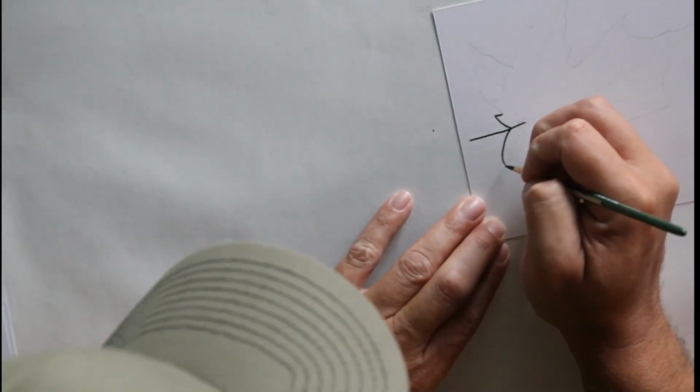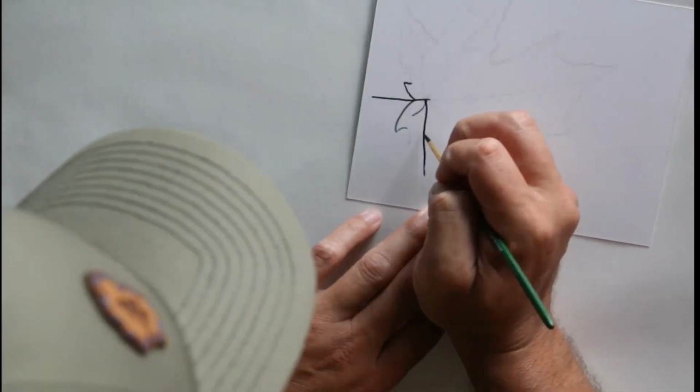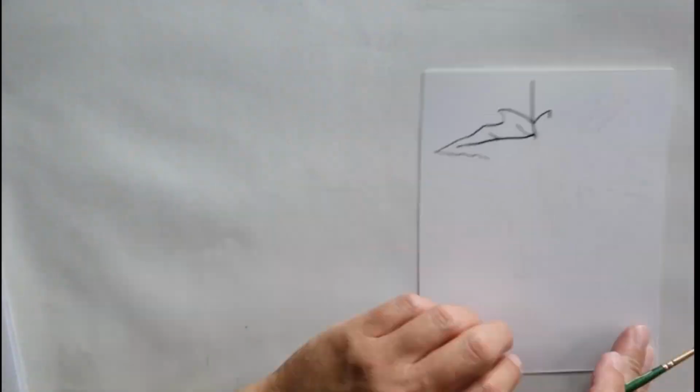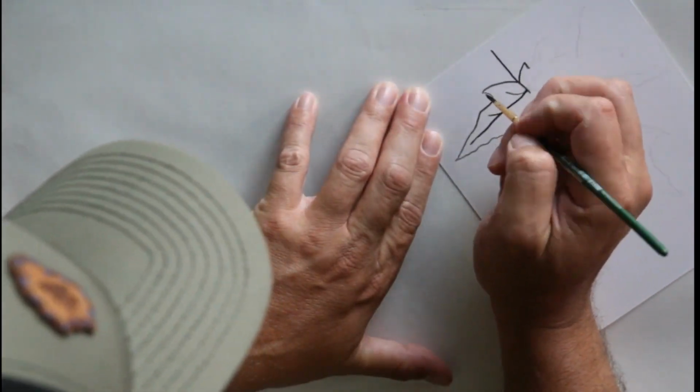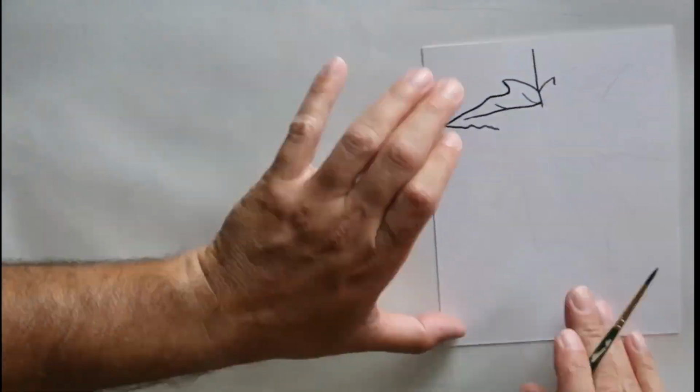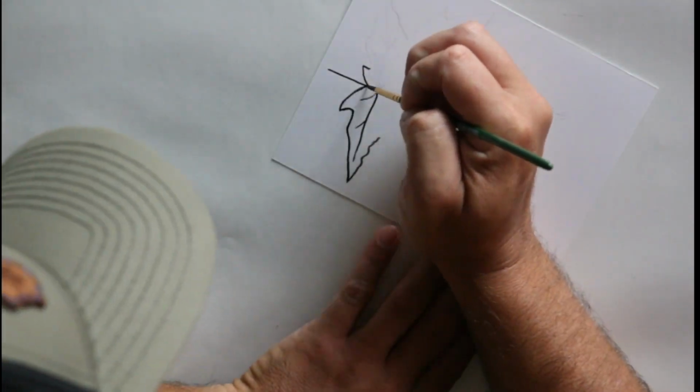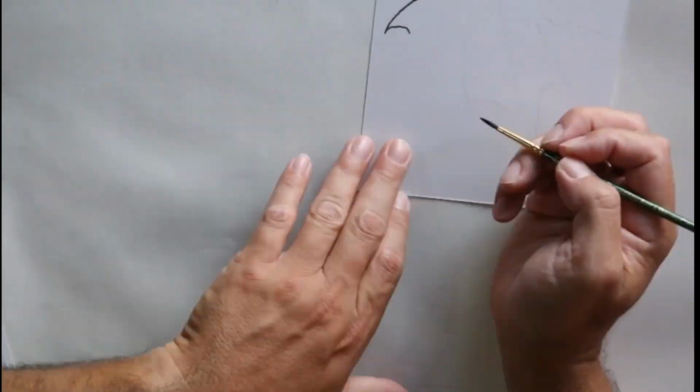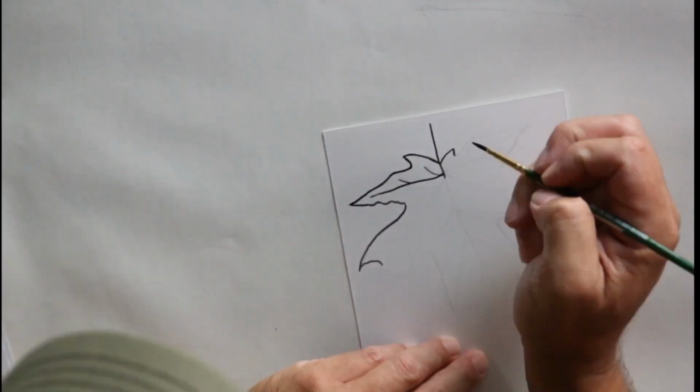So the first tool I use is a simple brush. I believe it's a number 2. And I'm using black ink. And I did a quick little sketch of a leaf, and this is for our Expressive line project.